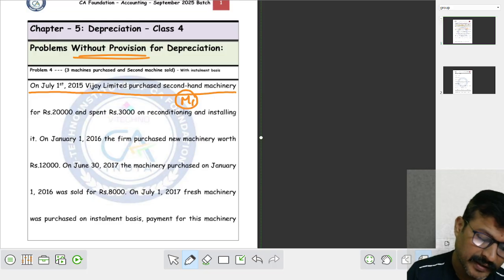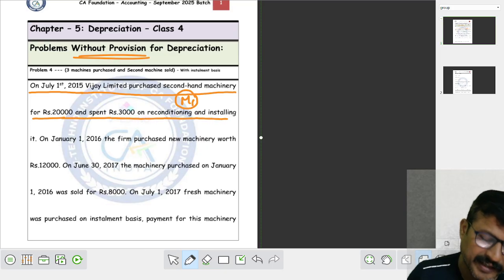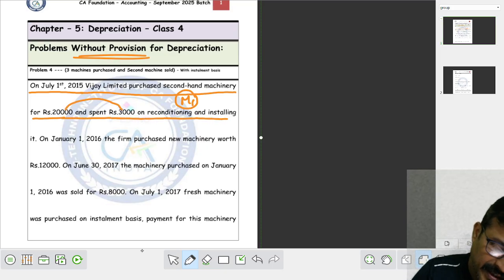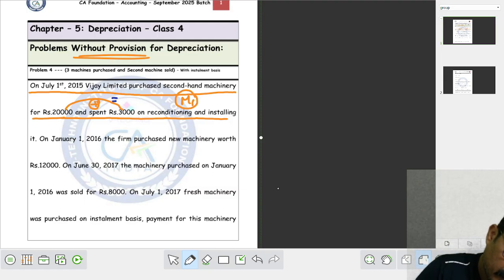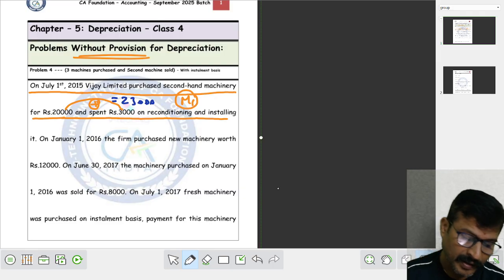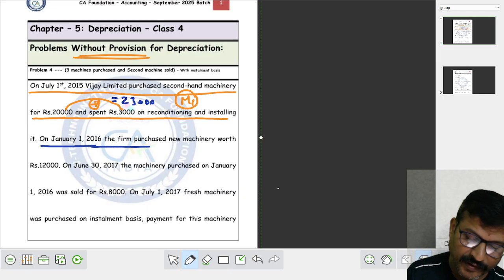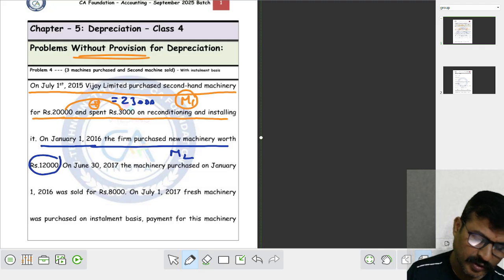For rupees 20,000 and spent 3,000 on reconditioning and installing. What to do with this 3,000? We have to add that 3,000 to 20,000. So altogether, how much is the value of the first machinery? It comes to rupees 23,000. Am I right? On January 2016, the firm purchased a new machine, that is M2, for rupees 12,000.